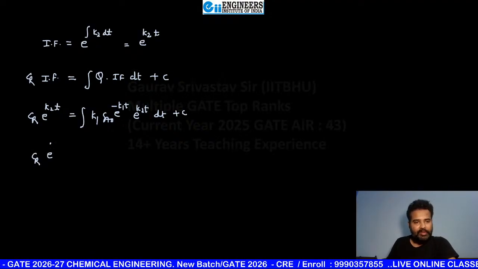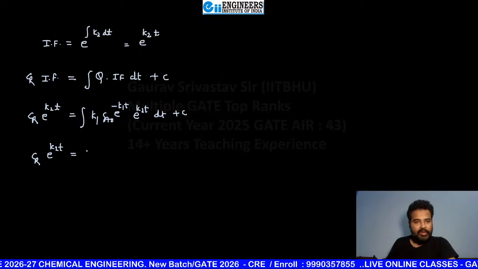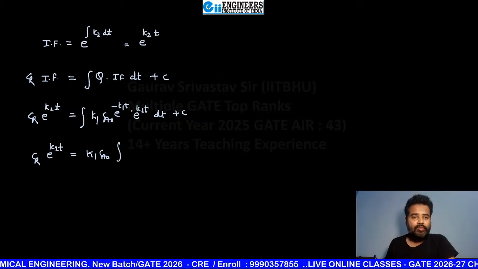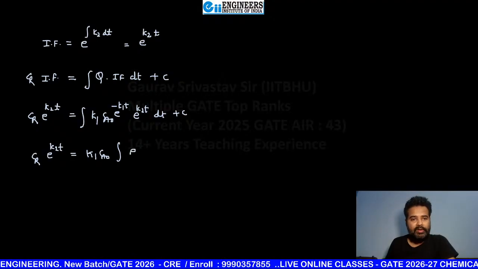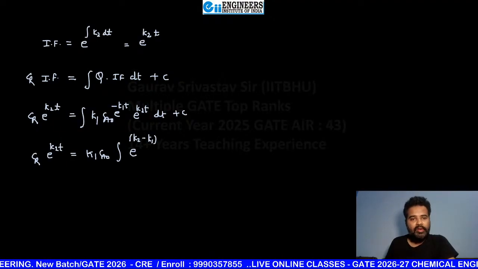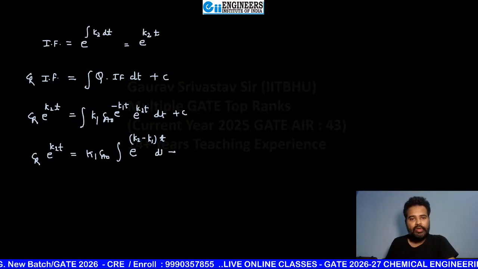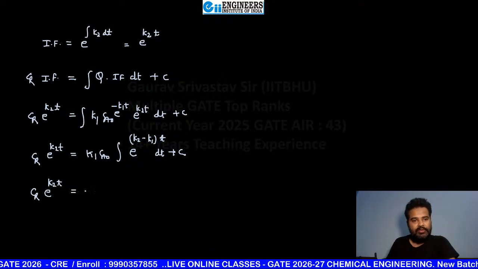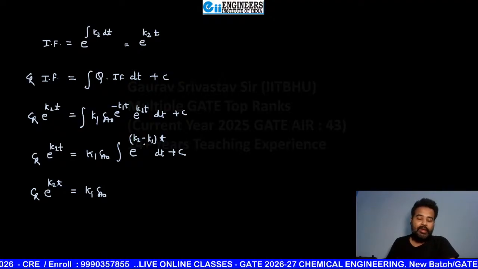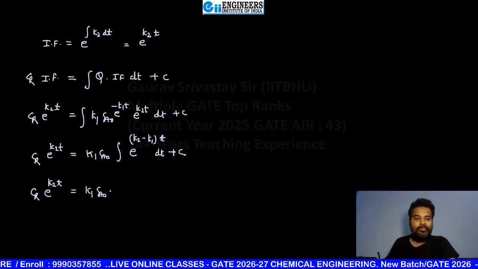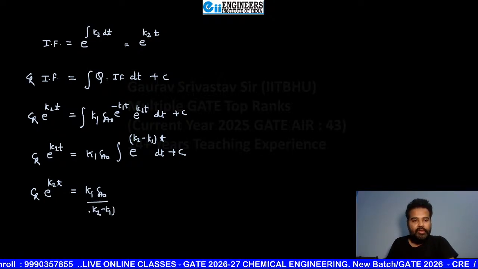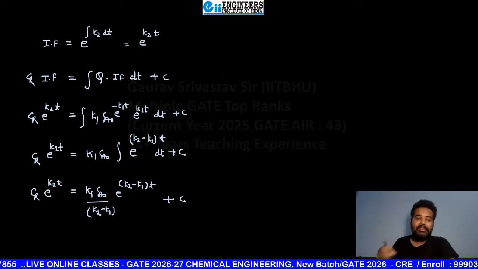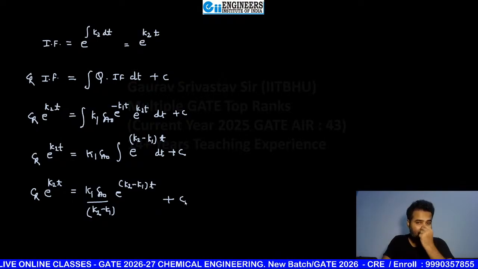Further solving, CR e raised to power K2T equals K1 is constant, Ca naught is also constant, base same, so power is going to add, so K2T minus K1T. So here you can write e raised to power K2 minus K1 T, take common here, into dt plus C. Further solving, CR e raised to power K2T equals K1 Ca naught, and e raised to power AX, integration is 1 by A, na? So here you will get K2 minus K1 and e raised to power K2 minus K1T. अभी आप बताओगे, please tell me everyone, this integration is correct or not correct? Are you also getting same to same or different?